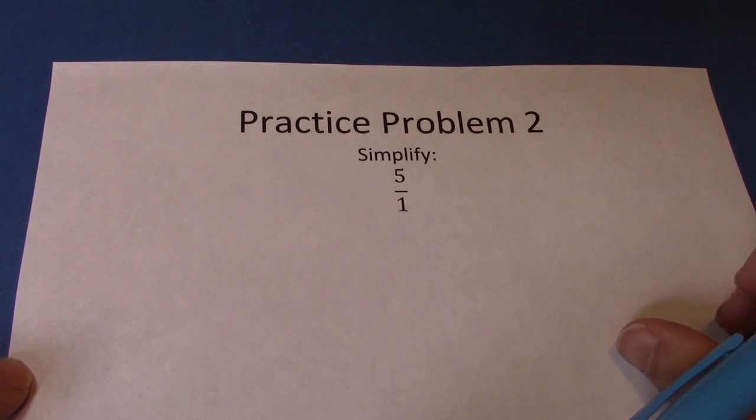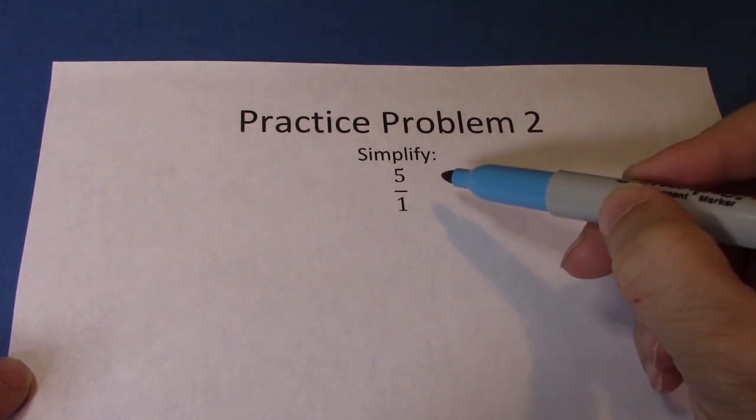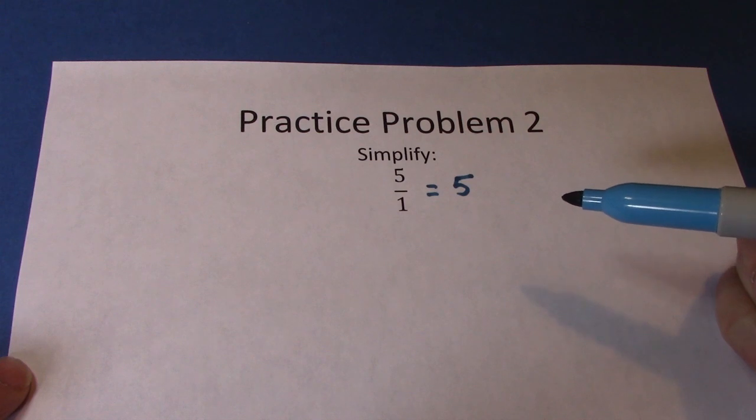Practice problem 2 asks us to simplify the fraction 5 over 1. That just wants you to realize that anything over 1 is itself, because 5 divided by 1 is 5.